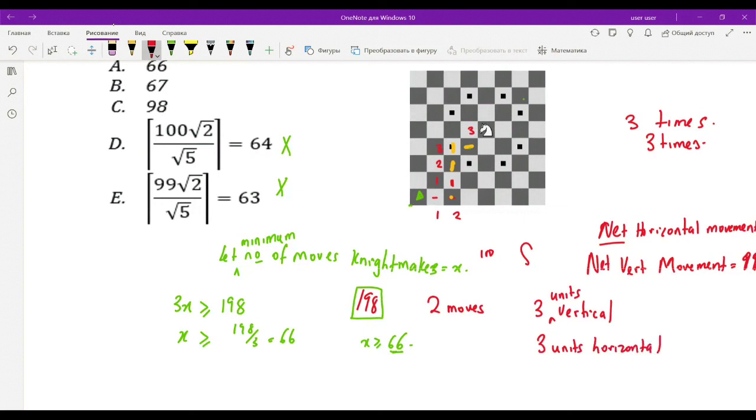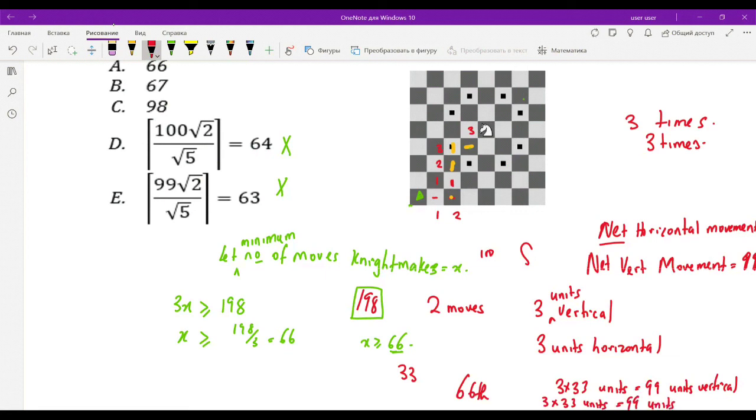So imagine now if we repeat these 2 moves 33 times. Just do the same thing. For each of these 2 moves, we move 3 units vertically and 3 units horizontally. So if we repeat 33 times, we'll see that at the end of the 66th move, we move 3 times 33 units vertically, that is 99 units vertically. And we could have also moved 3 times 33 units horizontally, that's 99 units horizontally.